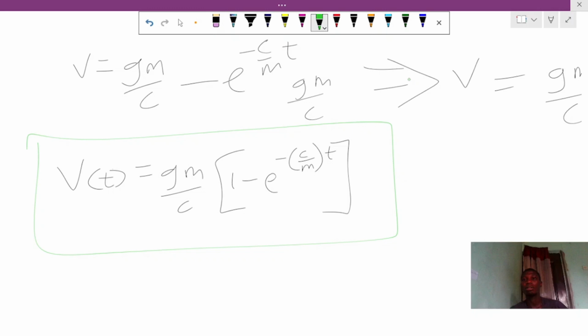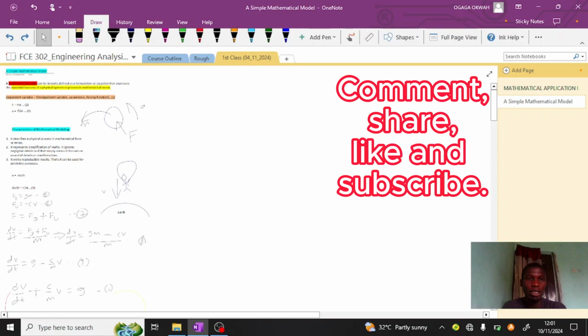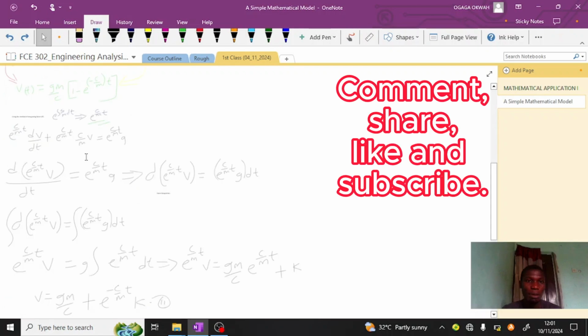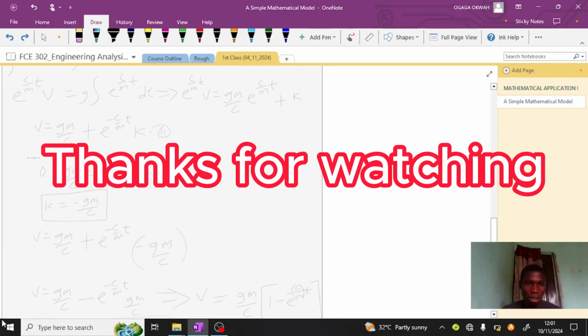Now just a little recap on what we have done. We applied the method of integrating factor. And then we applied the boundary conditions, that's the initial conditions. And that's it too.